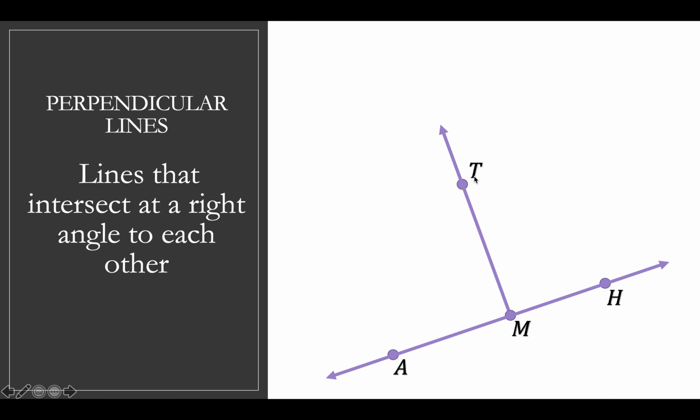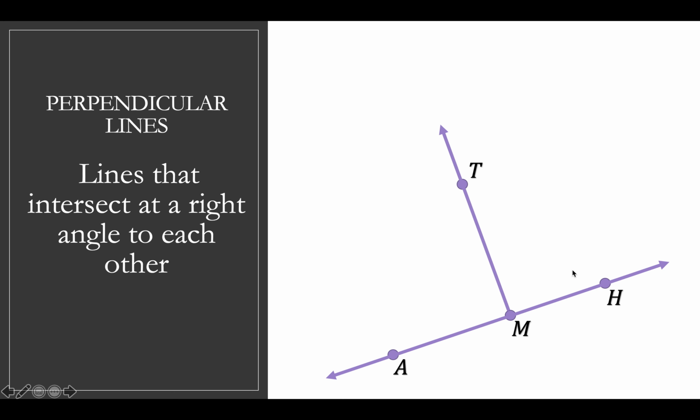Now, moving on. Perpendicular lines. Again, I know you guys know what perpendicular lines look like and what they are. They are lines that intersect at a right angle. I'm more concerned with making sure that you know how to write a statement about it and how to mark it up. All right, so let's say you have this situation right here.